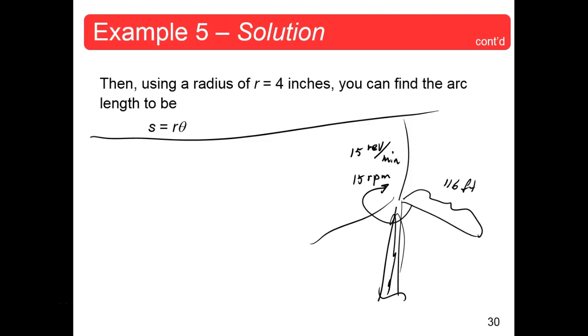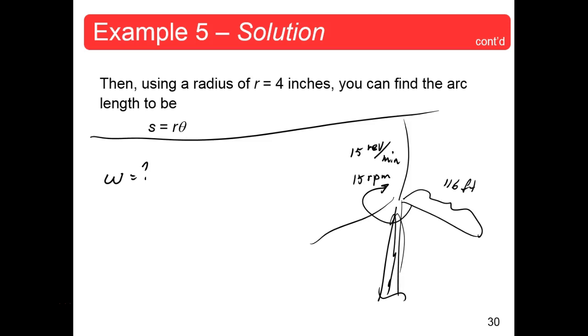The question is, find the angular speed of the propeller in radians per minute. So what we want is the angular speed. Does anyone remember what the symbol for angular speed was? Omega. So that's your omega. That's what we're looking for. What is the angular speed of the propeller in radians per minute?